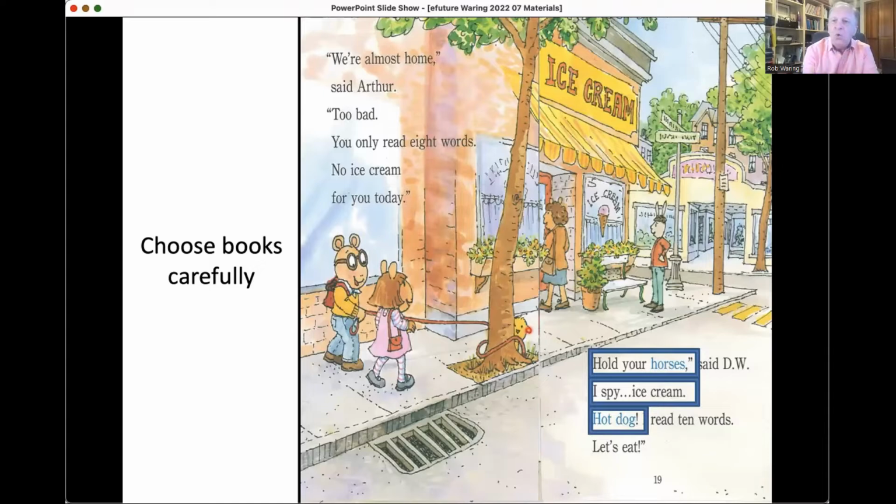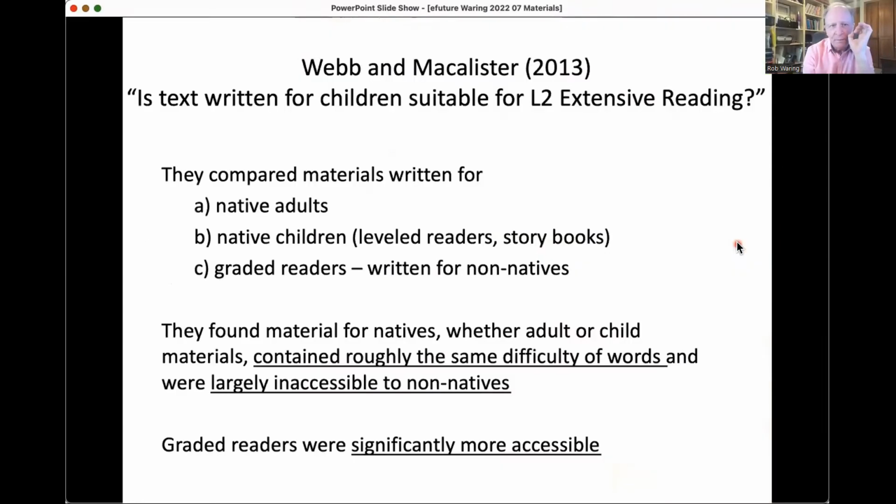They will probably only just be able to read the words, but are like, huh? Hold a horse? Spy? Like 007? Spy ice cream? What? Hot dog? There's no hot dog here. So they're going to lose comprehension. So be very careful about using text like this.